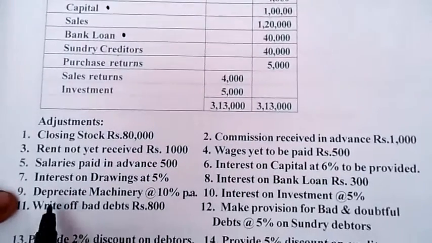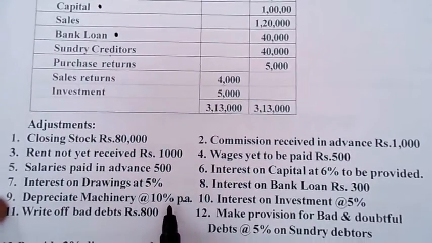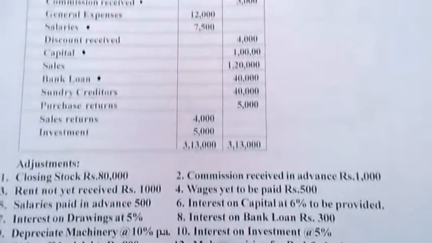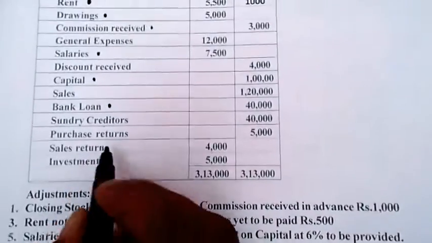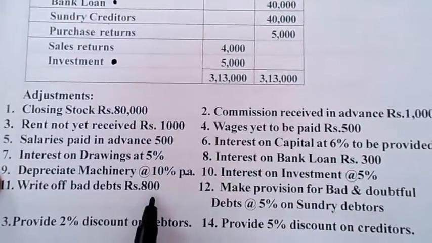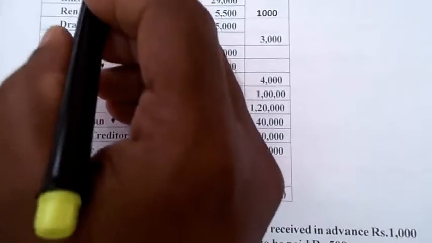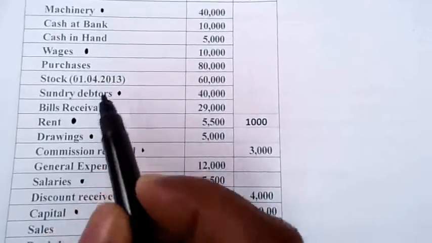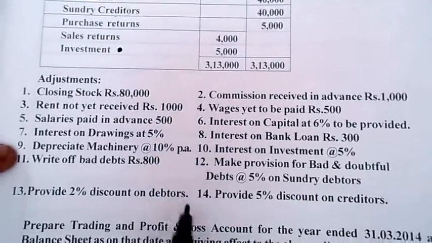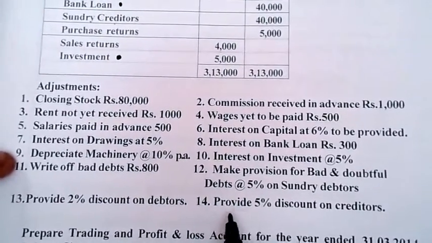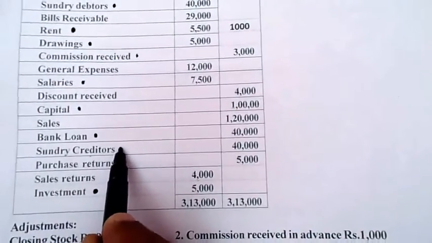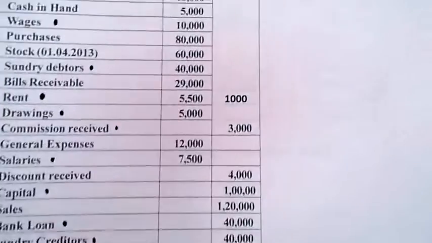Next one, depreciate machinery at 10% per annum. Put the mark. And the next one, interest on investment. Next point, write off bad debts. Put one mark here, and then make a provision, same thing only. Provide 2% discount on debtors. It is also the same. And the last one, provide 5% discount on creditors. Put the mark here. So now we have made some marks in order to identify.